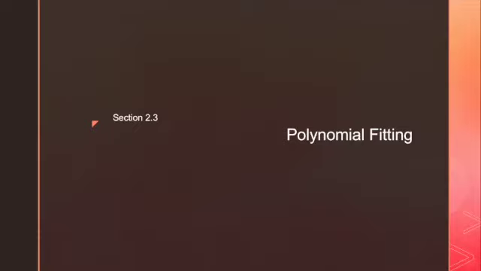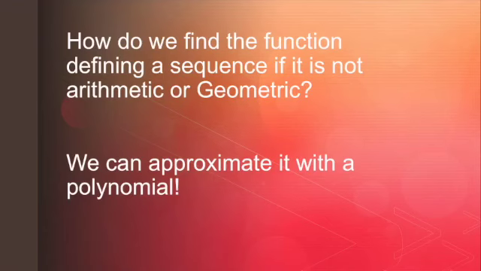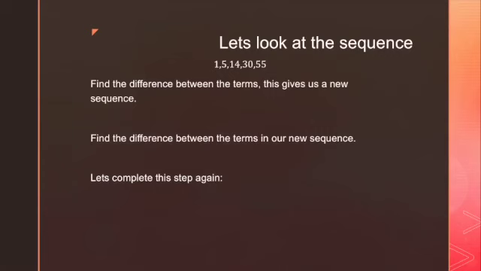Now let's go through an example of polynomial fitting. So how do we find a function defining a sequence if it's not arithmetic or geometric? Well, one way we can do that is we can see if it can be approximated with a polynomial. So let's look at the sequence 1, 5, 14, 30, 55.